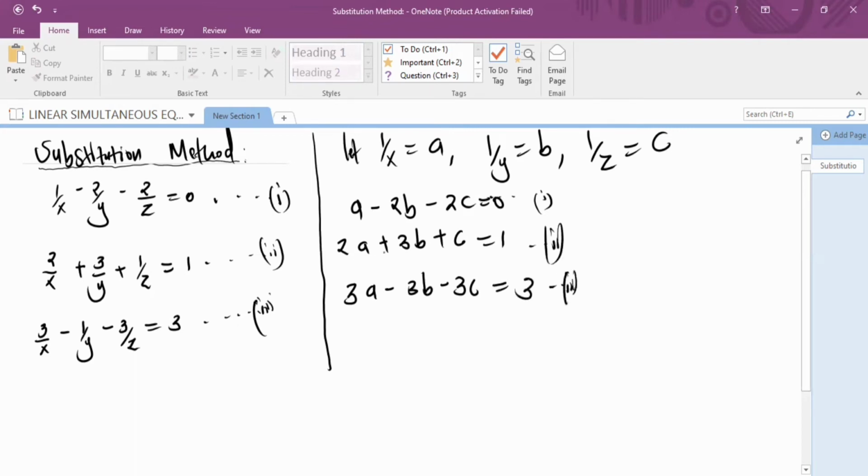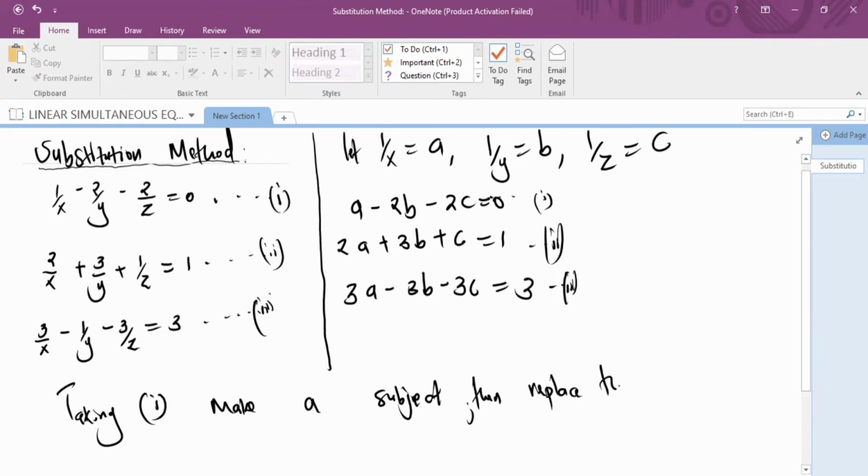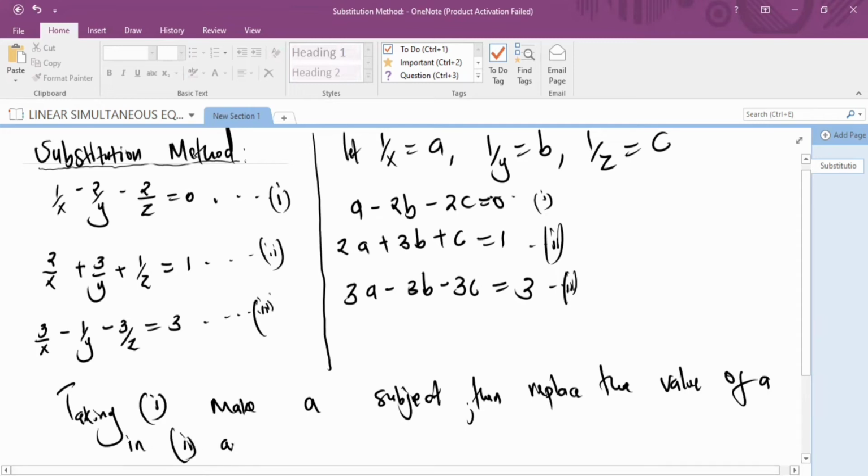Now to solve using substitution, this is how we go about it. So I'm going to take equation 1 and make A the subject of the formula. After that, I'm going to replace the value of A in equation 2 and 3.